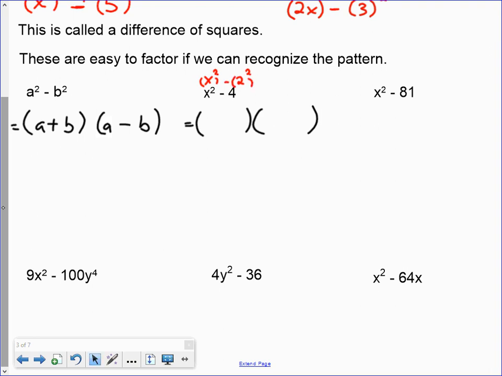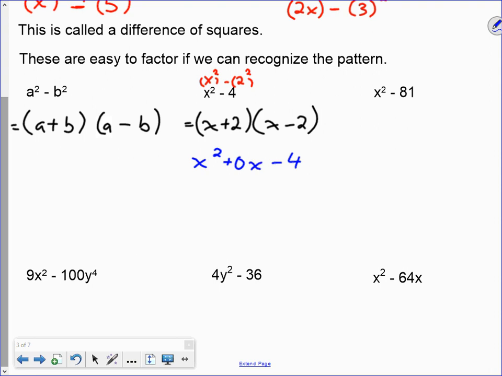Right? So we're going to have x plus 2, x minus 2. Now, if you don't happen to see that pattern, you've gotten good in the last lesson at factoring trinomials. We can take this x squared minus 4, and we can write it as a trinomial by adding that missing term in the middle.